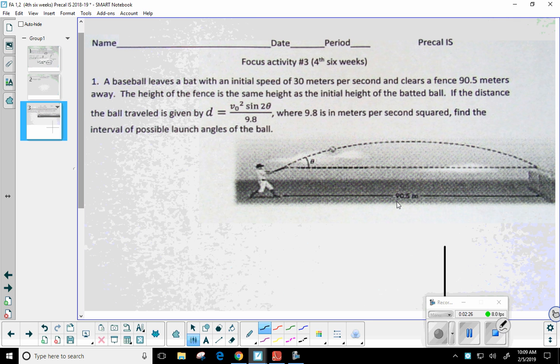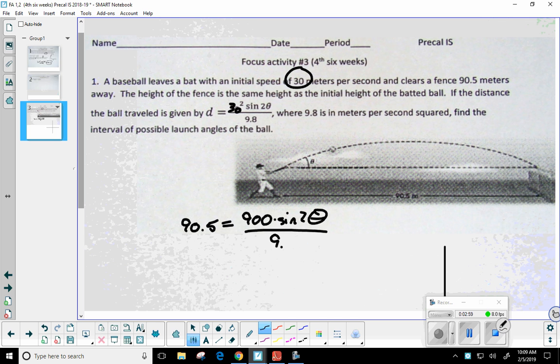Is the equation complete? Do we know any factors? We know the initial speed. It was hit and is traveling 30 meters per second. So I'm going to plug the 30 in there. And we know that the distance was 90.5. So let's say 90.5 is equal to, what is 30 squared? 900 times the sine of 2 theta, and we're going to divide that by 9.8.